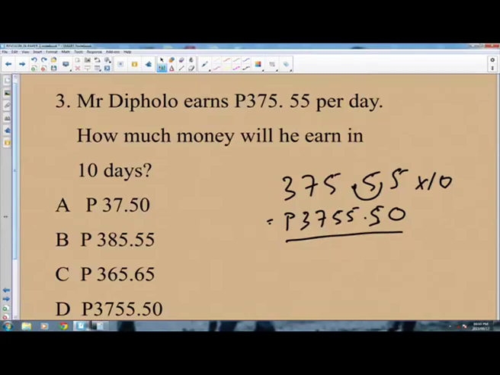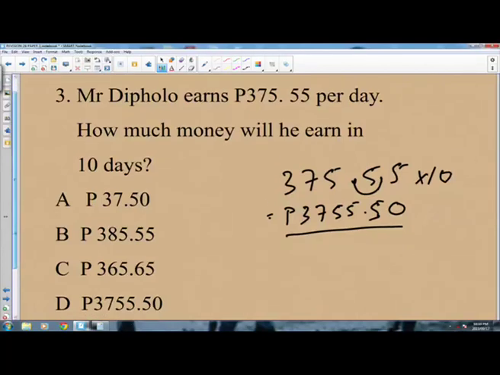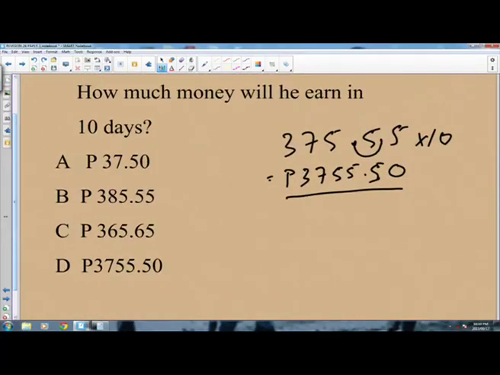You check. Do you have this 3,755 pula 50 thebe in alternatives? You check. A 3750, B 395 pula 55, C 365 pula 65, D 3755 pula 50, and this is what we got. So you will circle D to indicate that this is your correct answer.